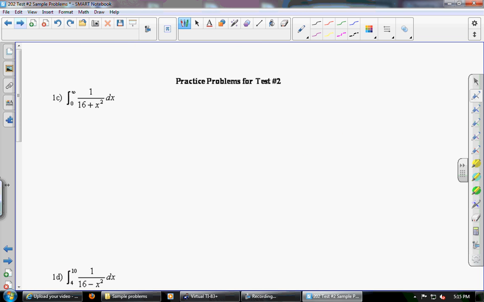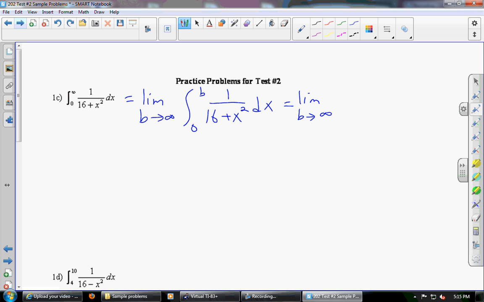Okay, part C, integral from 0 to infinity of 1 over 16 plus x squared. So our first step here is to replace that infinity symbol with a b. Copy everything else. And then in the front, we're going to take a limit as b approaches infinity. Now it happens that we've already done this integral, so I'm going to copy the limit notation here and really focus on writing this with correct notation.